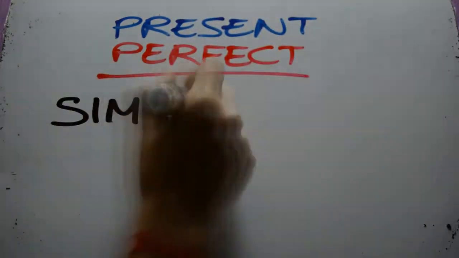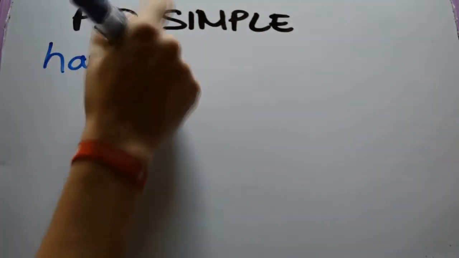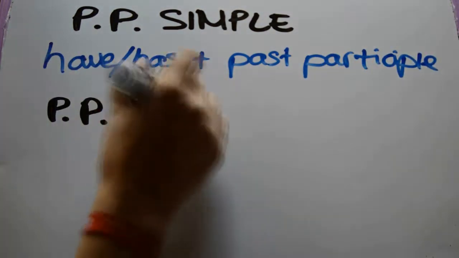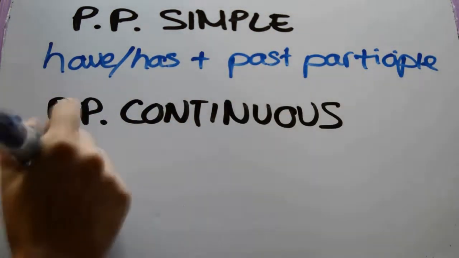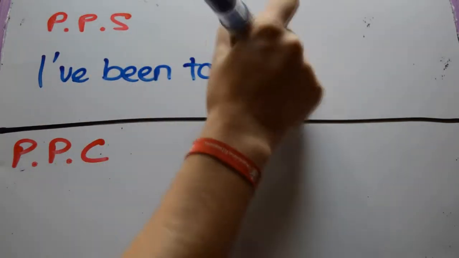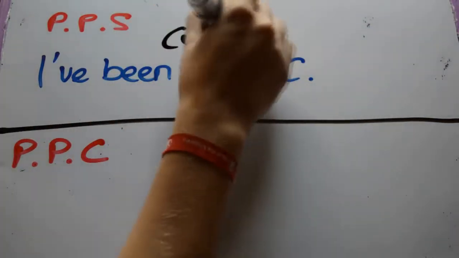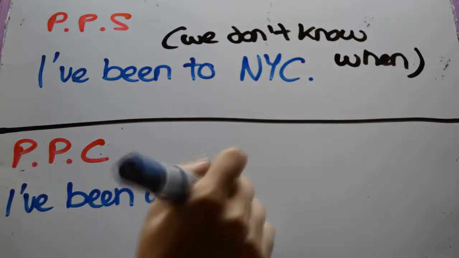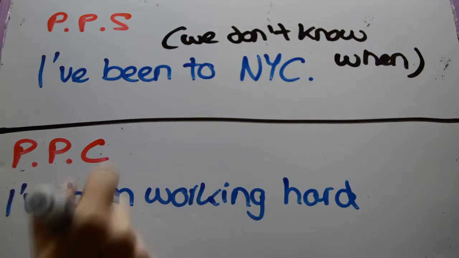Now we're moving to present perfect simple and continuous. The present perfect is formed from the present tense of the verb have, third person has, and the past participle of a verb, and the present perfect continuous is formed with have or has, been, and the ing form of the verb. We use present perfect simple for an action that happened at some unspecified time in the past. We use present perfect continuous for actions that have been happening recently and repeatedly.